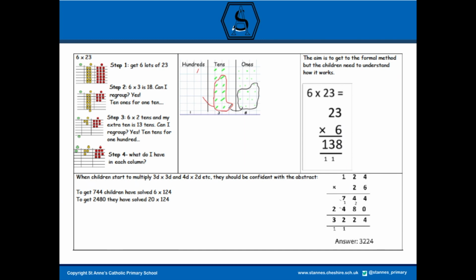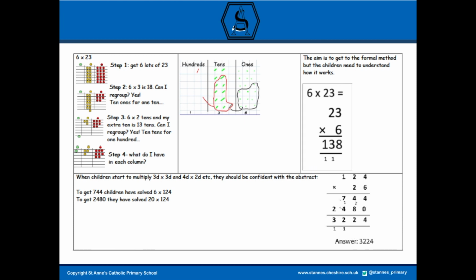And then the formal method written here, 23 times 6. Now please take note where the regrouped 10 and 100 is written. In the olden days this used to be written on the line above the answer, but now it's written underneath, and this is what the children are taught right from year 1, year 2.